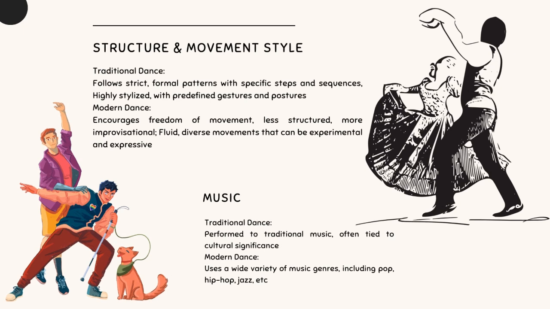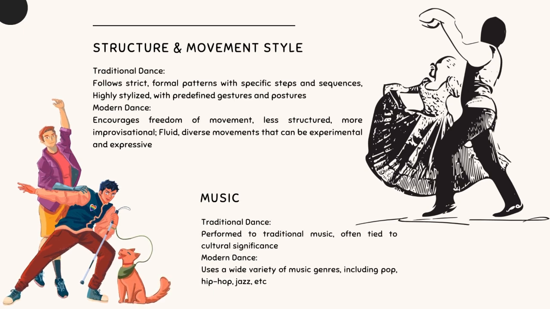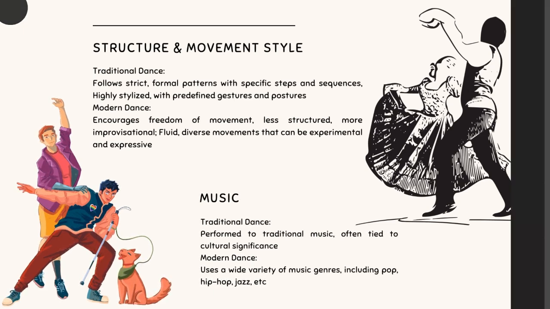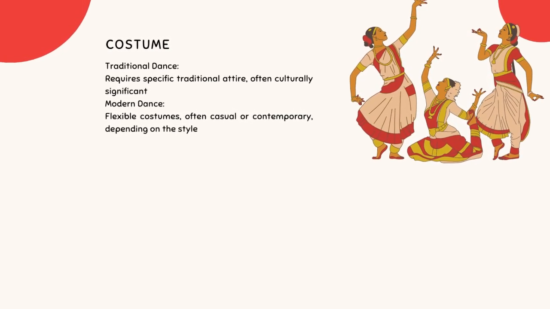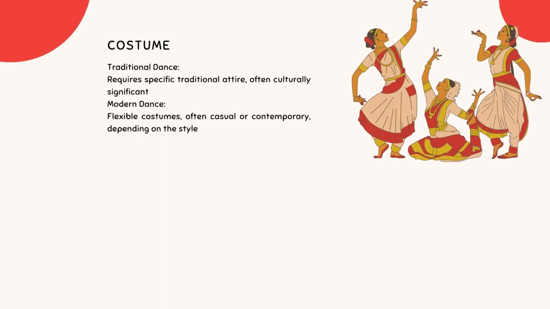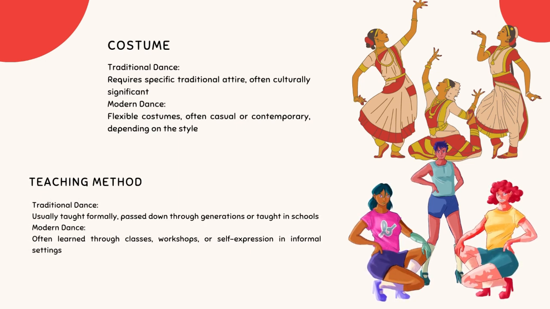About the music, traditional dance is performed to traditional music, often tied to cultural significance, while modern dance often uses a wide variety of music genres, including pop, hip-hop, jazz, etc. About the costume, traditional dance requires specific traditional attire, often culturally significant, while modern dancers often wear flexible costumes, often casual or contemporary, depending on the style of modern dance.